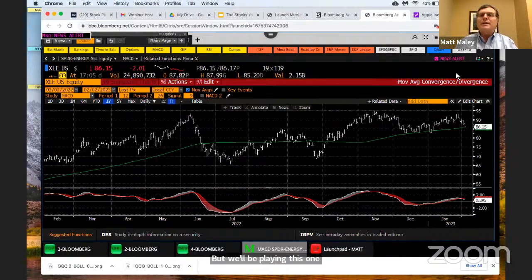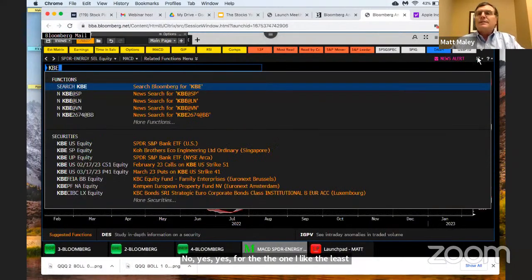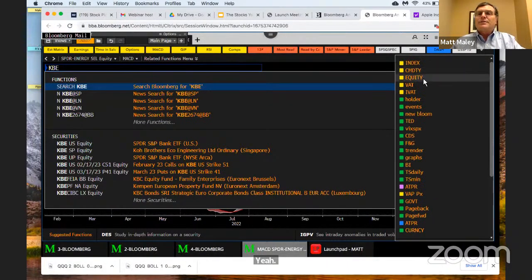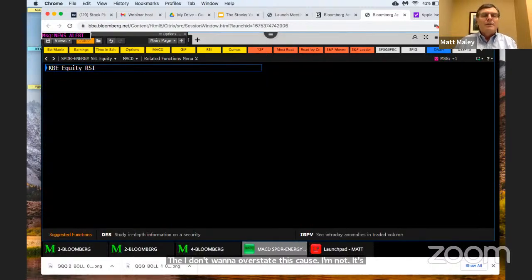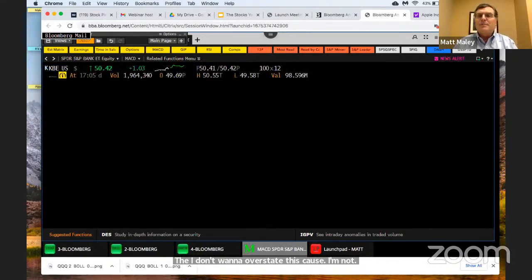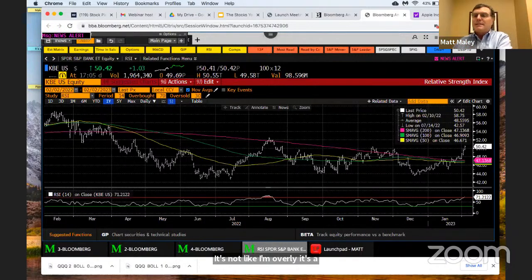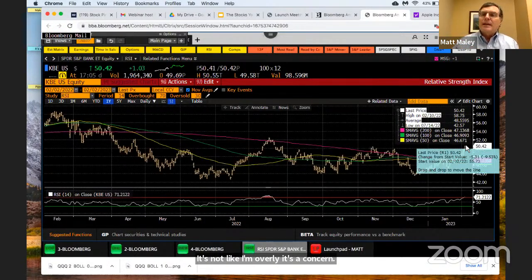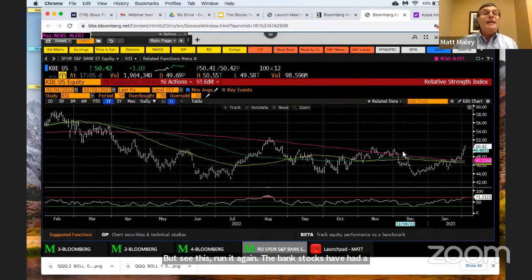Now, oh yeah, so you asked for the one I like the least. I don't want to overstate this, it's not like I'm overly concerned, but see this run again. The bank stocks have had a nice run, and this is the KBE bank ETF, and it's trying to make a higher high here, but it's been kind of trading a sideways range. We're at the top of that sideways range.